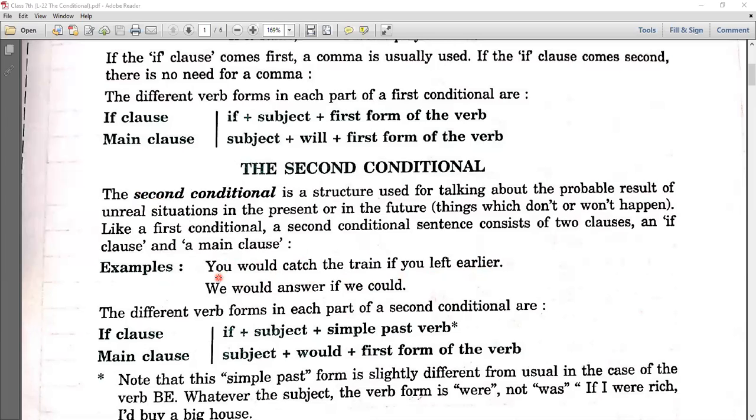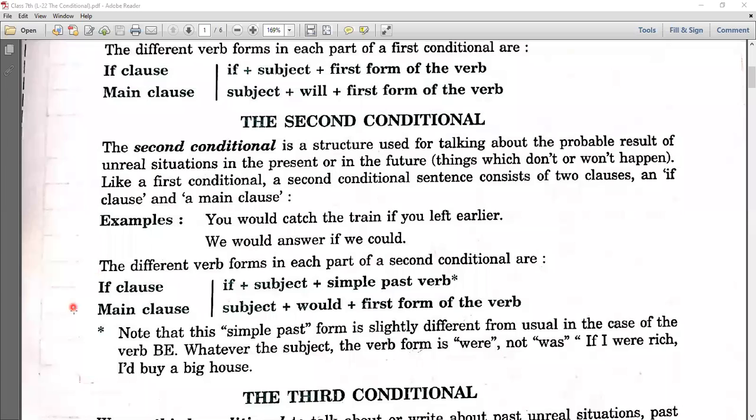Now here, look at here everyone, you would catch the train, यहाँ पर हमारे पास मेन क्लॉज पहले आ गया. That's why we will not apply over here a comma. Okay, if you left earlier, we would answer if we could. Now the different verb forms in each part of a second conditional are: now let's read the formula of this second conditional. If clause में क्या लगेगा? If plus subject plus simple past verb, means second form. As we have already mentioned over here, left and could is the second form of can. Okay, main clause. In the main clause what will we apply? Subject plus would. Instead of will, की जगह पर हम क्या apply करेंगे?